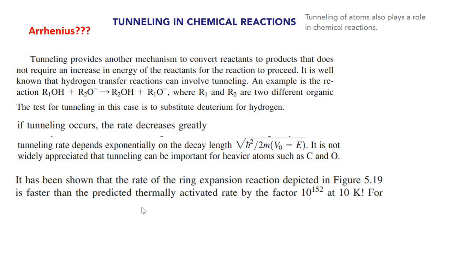Explain why, like this. And the second example: it has been shown that the rate of the ring expansion reaction that is given in the picture is faster than the predicted thermally activated rate by a factor of, you see what a big factor, at 10 Kelvin. The factor is quite big, 10 to the power 152. So had it been simple thermal, then the effect, of course the effect is there, that ring expansion reaction, but it should not be that much, but it is really very big because of something else, because of tunneling.